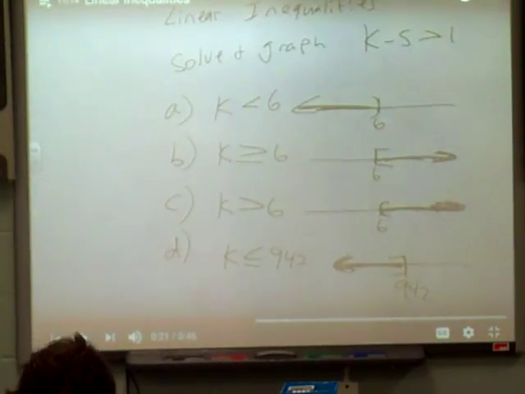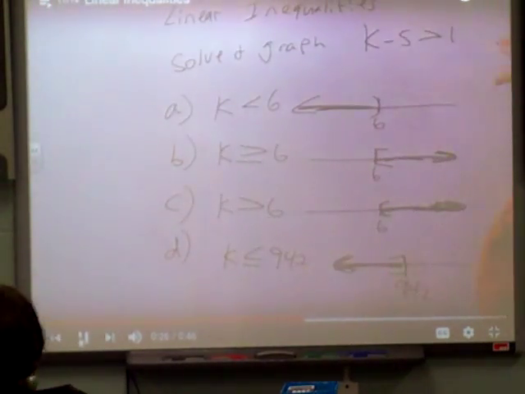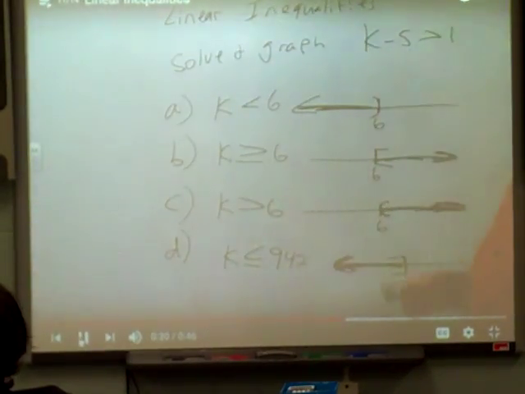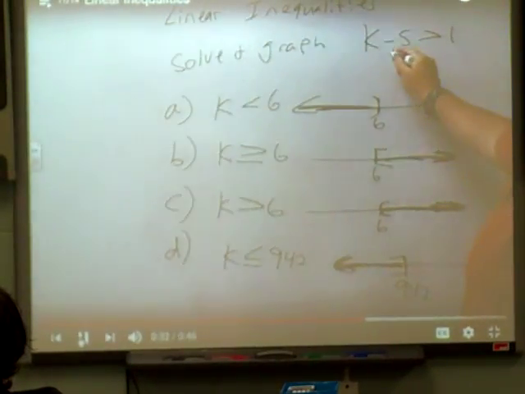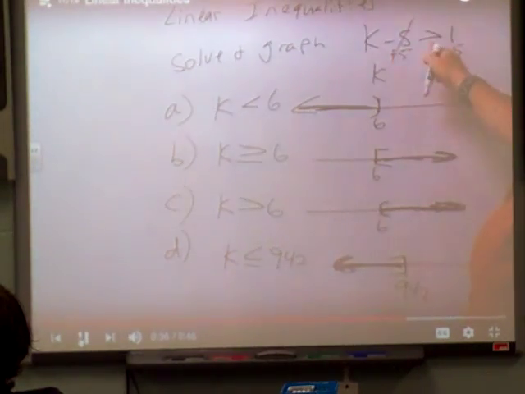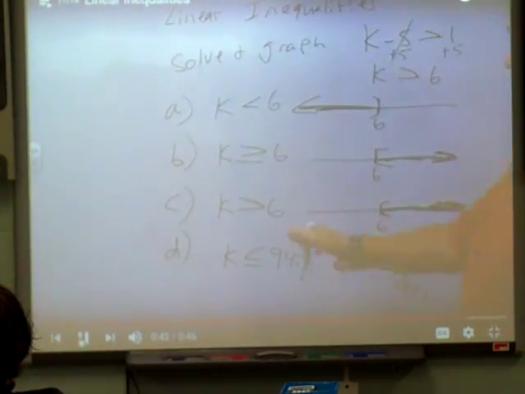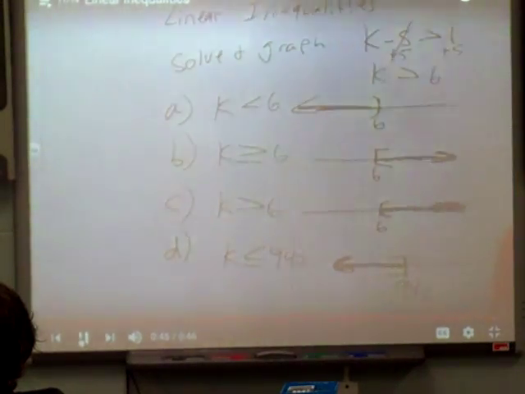Y'all missed some stuff on that. Alright, solving inequality, in case k minus 5 is greater than 1, it's just like solving an equation. I'm trying to isolate the k, and it's got 5 being subtracted, so I add 5 to both sides. And it just gives me a k. The sign doesn't change in this problem, so it's still greater than 6. So k is greater than 6. Looks like it's got to be c. The number line is shaded to the right of 6.